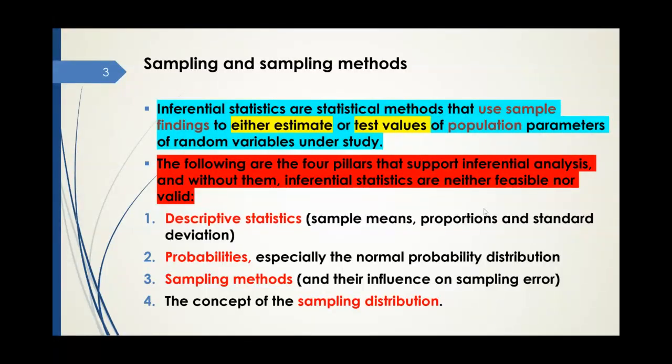Then sampling methods and their influence on sampling error. When we're talking sampling methods, there are different ways that we can pull that group of varsity college students. We can say we're going to take 5 first years, 5 second years, and 5 third years across different programs. Or we can just pick at random when we get onto campus. We're going to discuss those different sampling methods and their advantages and disadvantages. And then lastly, the concept of the sampling distribution, which we will see more of as we go along.